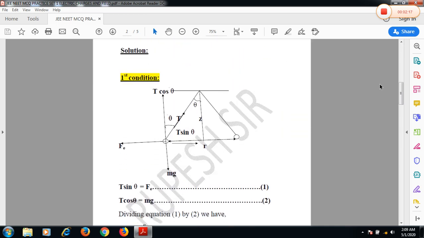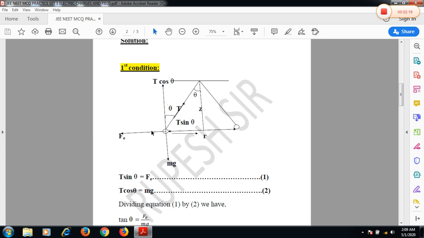So this is our first condition, right? These are the two balls having the same charge Q, and here T is the tension of the string. The lengths are equal, and the distance of separation in equilibrium between the two charges is assumed to be small. Z is the height from the vertex to the midpoint of the base of this triangle, and theta is the angle between the string and the vertical line.